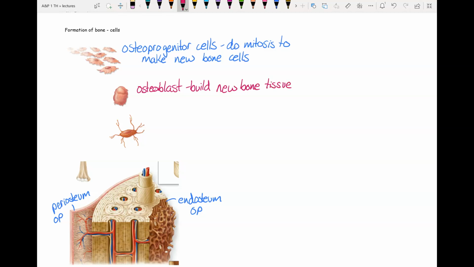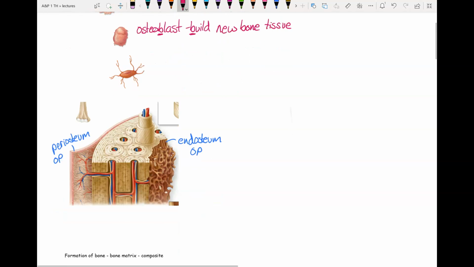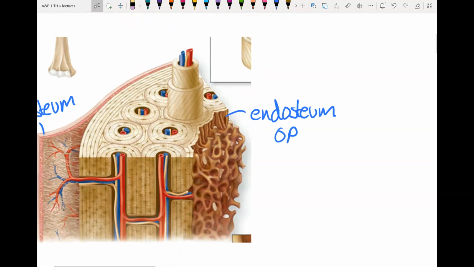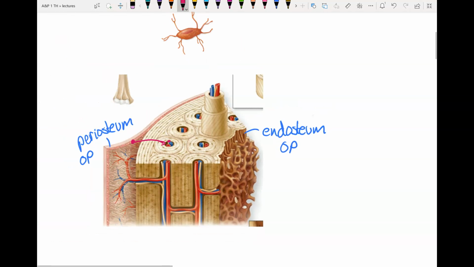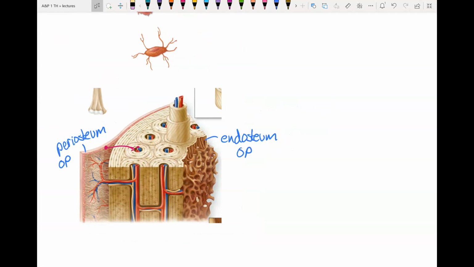And sometimes I say bone matrix, sometimes I say bone tissue. I kind of use those terms interchangeably. And the way I remember this is I always think of blast, build. So these cells will migrate to a central canal. So you have an osteoblast that is going to be formed out here, and it's going to migrate here. So these tunnels in the bone are called central canals. So this is a central canal.